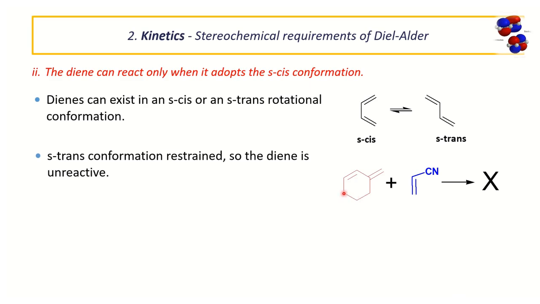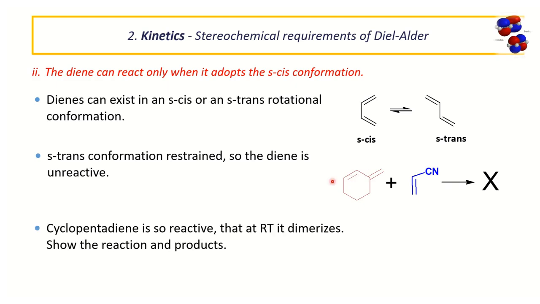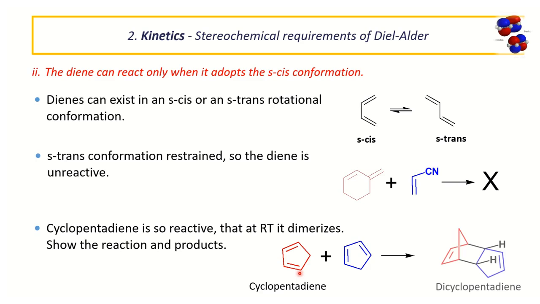So here, for example, you can see we have a conjugated diene, and this reaction will not work because this conjugated diene is trapped in an s-trans. On the other hand, cyclopentadiene is so reactive that one molecule will act as a dienophile, and then the other molecule will act as a diene, and so the Diels-Alder will happen. Yeah, so the species dimerize.